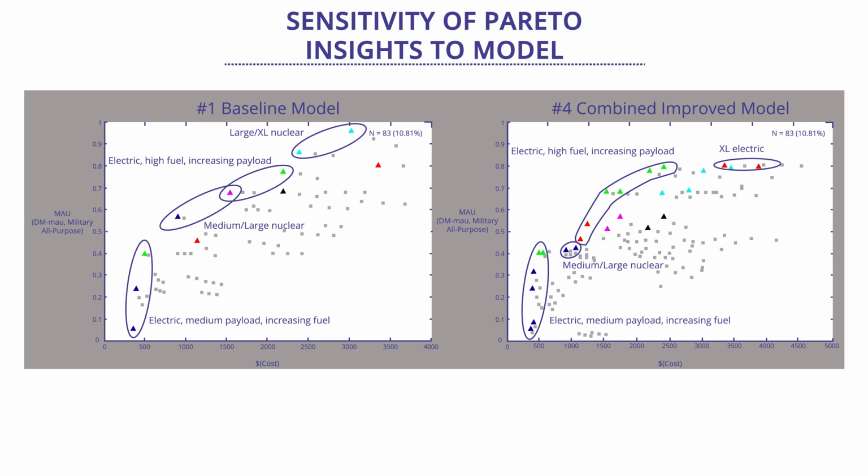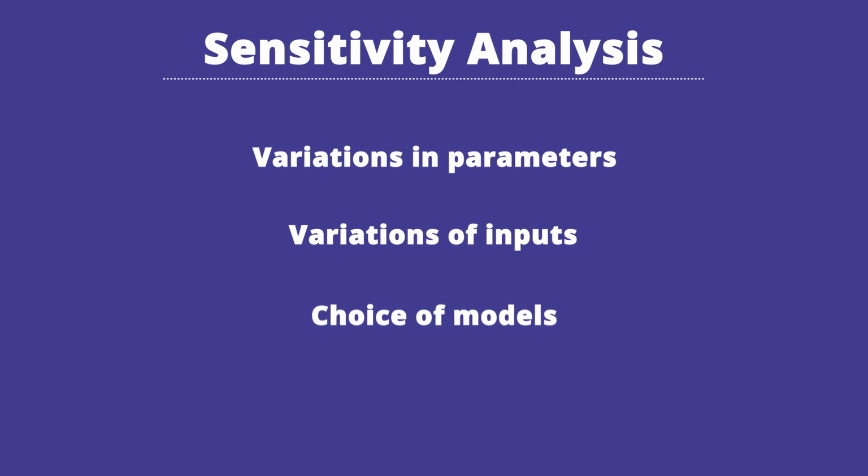What we see here is that evaluative model choice does have an impact on our ultimate insights. It's not always obvious which particular evaluative model should be used. Looking across evaluative models, one might be able to get more stable insights that are less sensitive to model choice. In particular, sensitivity analysis should be conducted at different levels, everything from variations in parameters, variations in inputs, to model choice itself, in order to get confidence in fit for purpose for evaluative models for trade space studies.